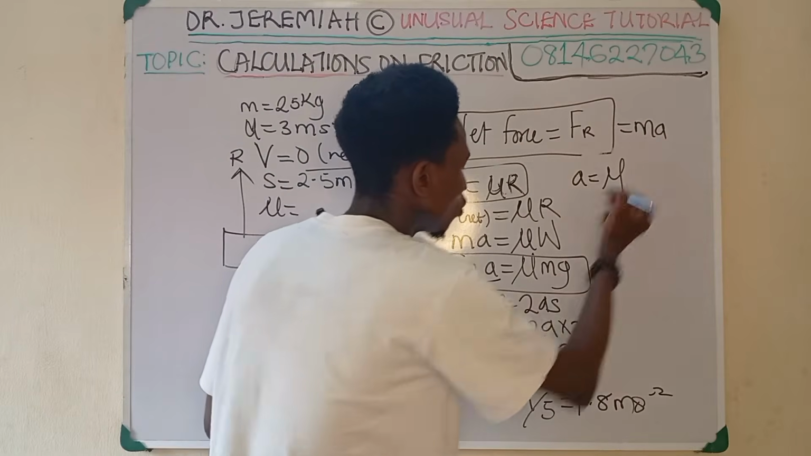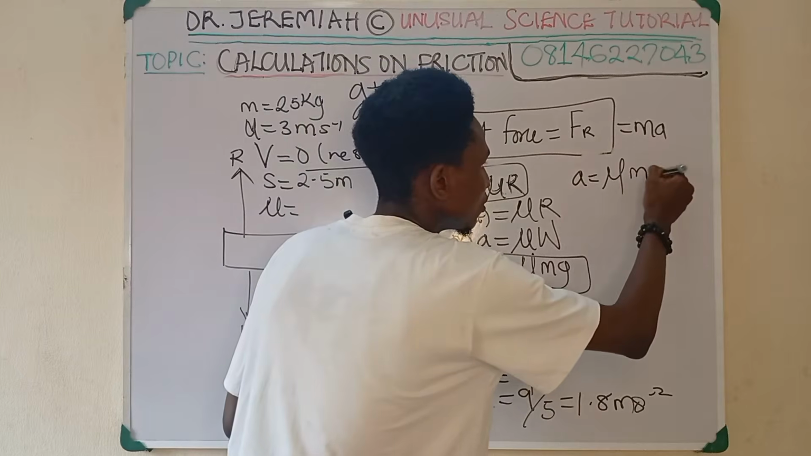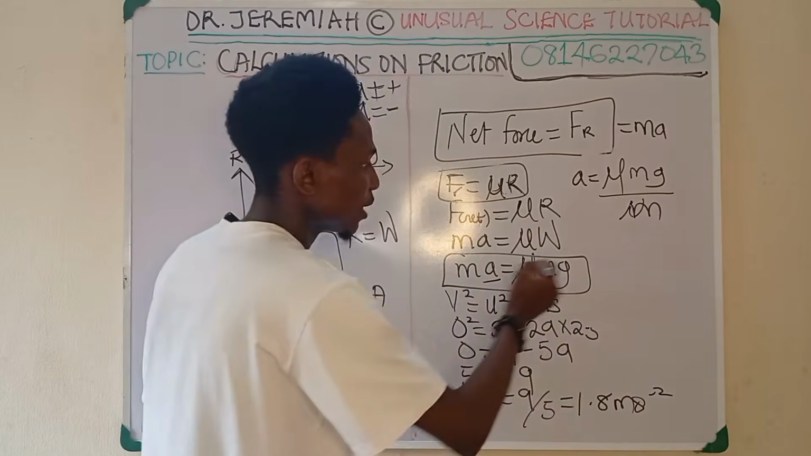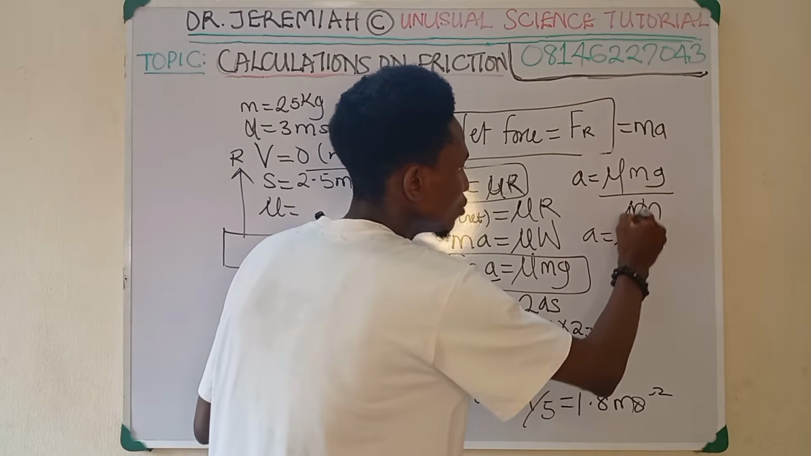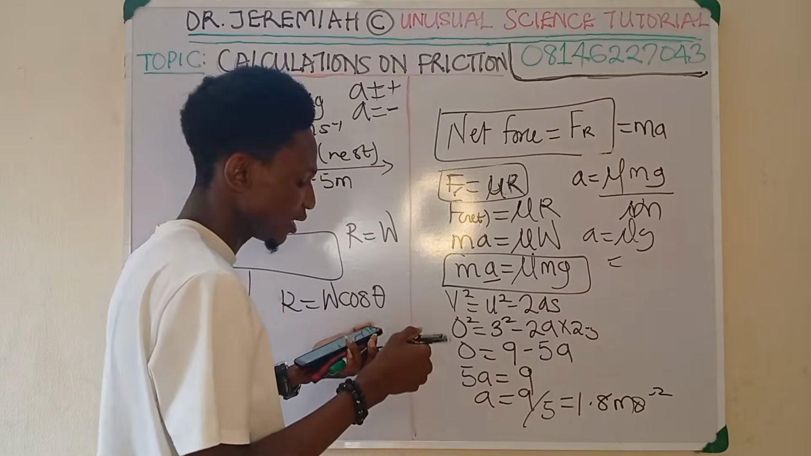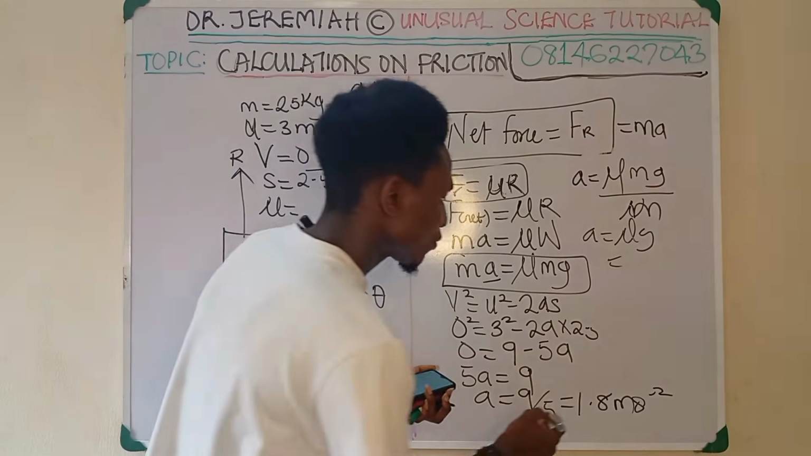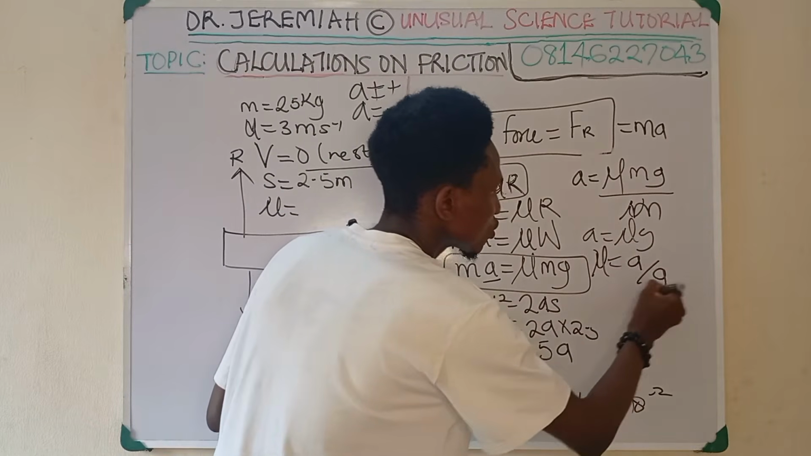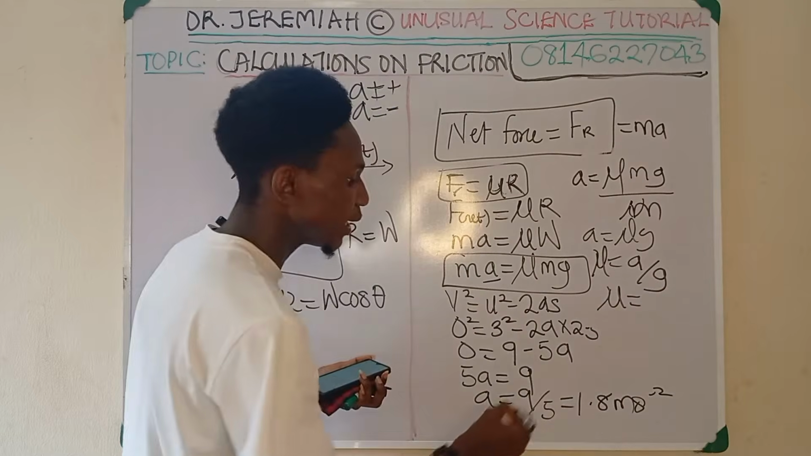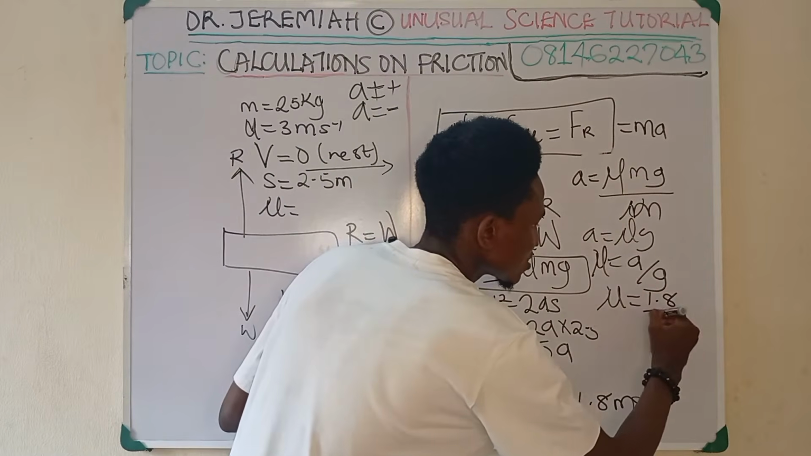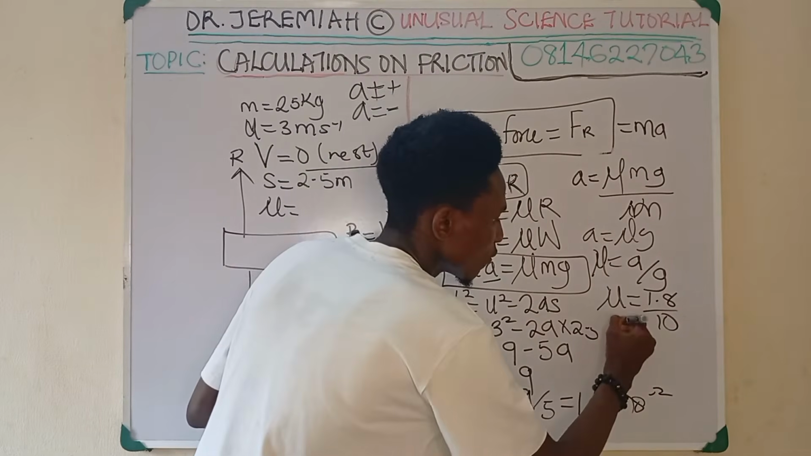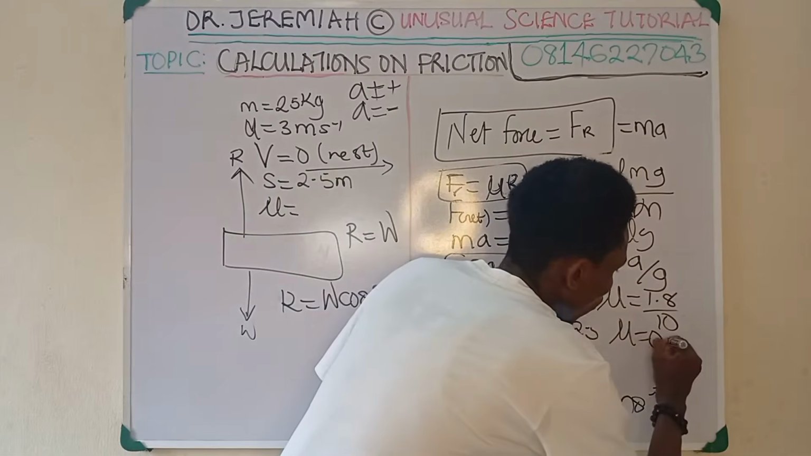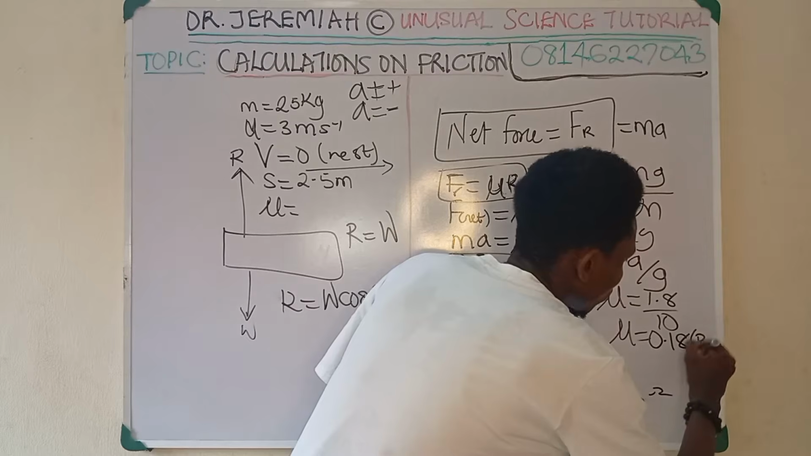So we have a equals mu mg divided by m. The m cancels, so we get a equals mu g. You can solve it out however you like. Now from here, making mu the subject, we get mu equals a over g. What is a? a is 1.8. Then what is g? g is 10 as given in the question. From there you have 1.8 divided by 10. That should give you 0.18, which is option B.